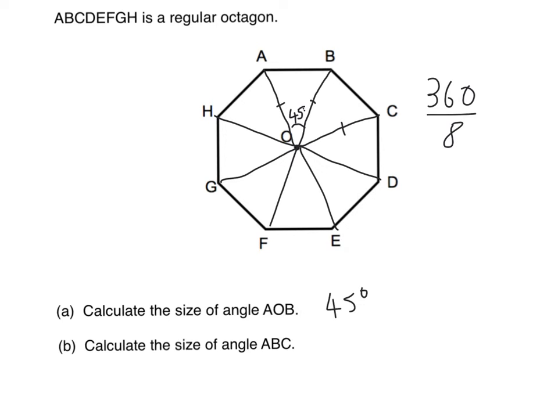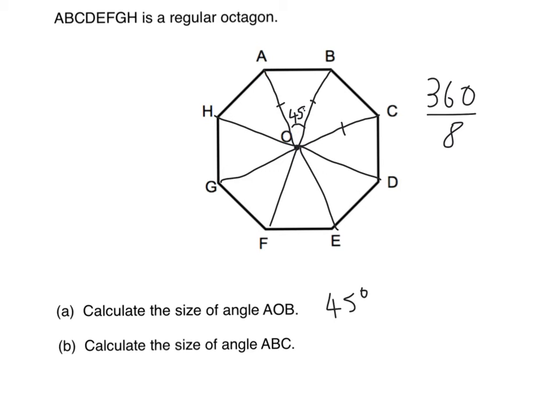Part B is to calculate the size of angle ABC. There are a few ways you can do that. ABC is the interior angle of an octagon. I'll show you both ways to do that, but at the minute I'm just going to show you using the diagram. We've got an isosceles triangle.